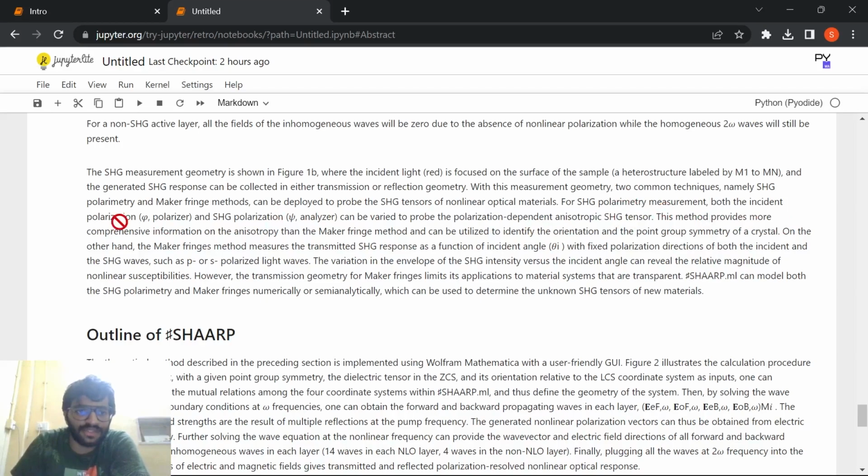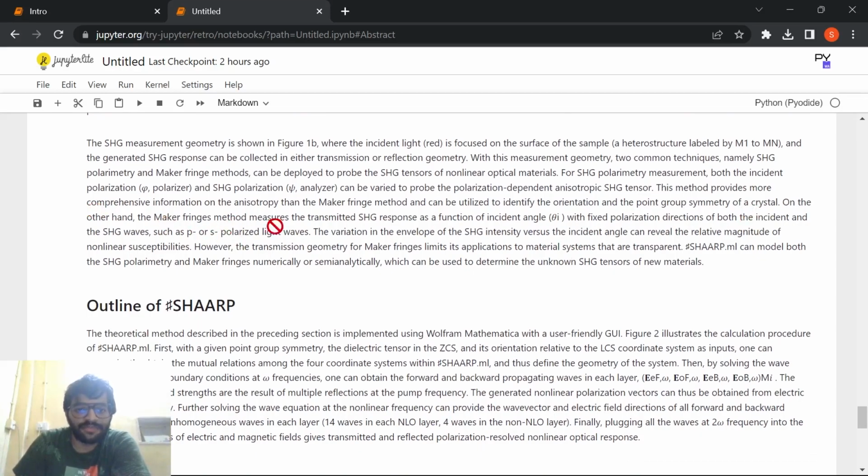In SHG polarimetry, both the incident polarization and the SHG polarization can be varied to probe the polarization dependent anisotropic SHG tensor. This method provides more comprehensive information on the anisotropy than the Maker fringe method and can be utilized to identify the orientation of point group symmetry of a crystal.